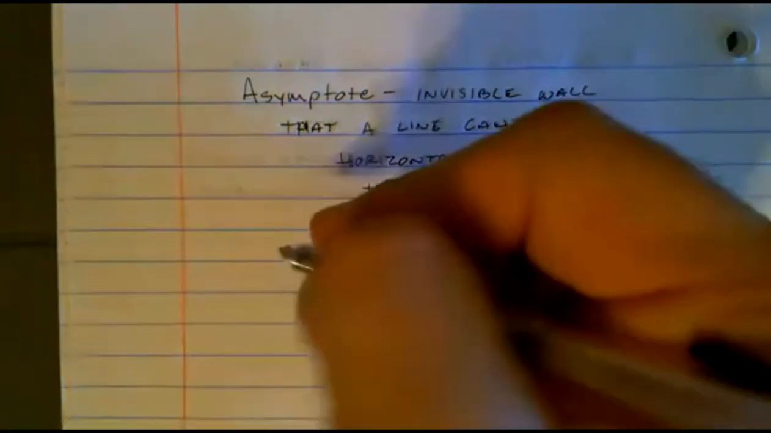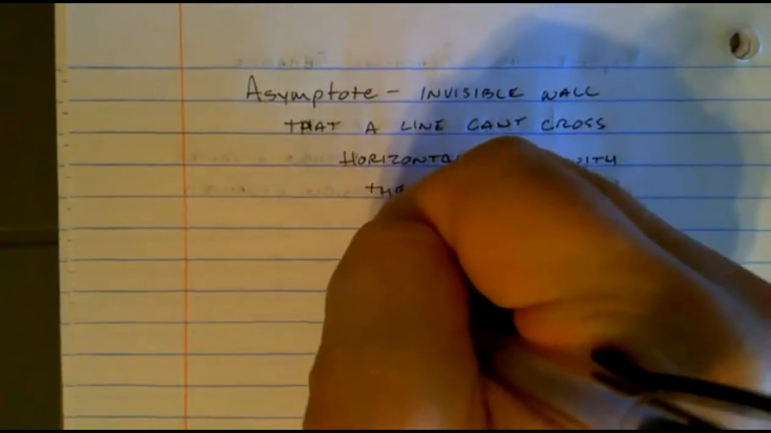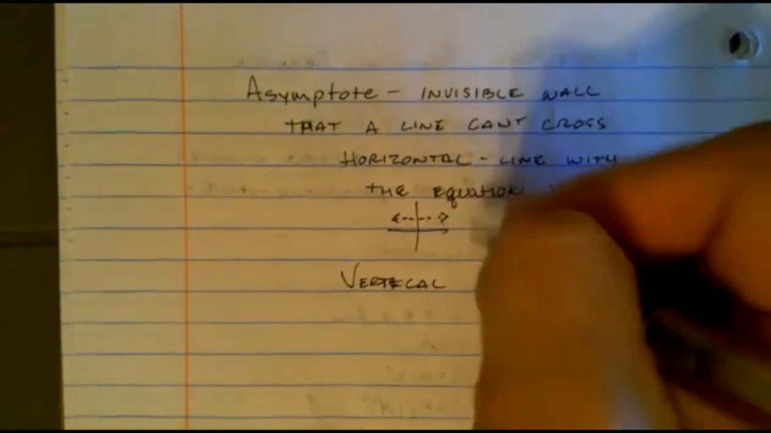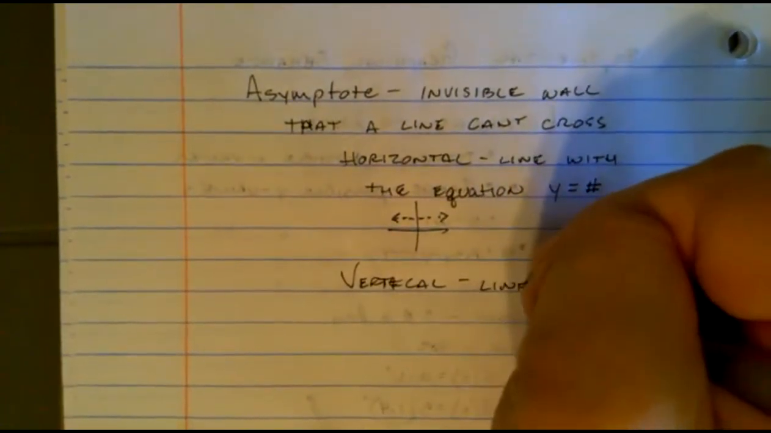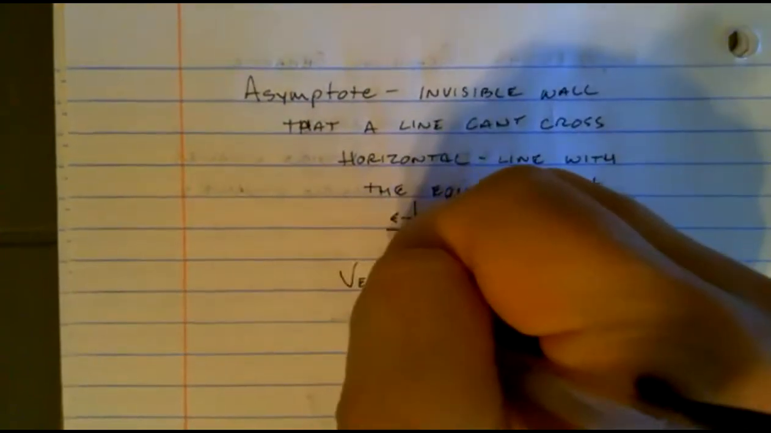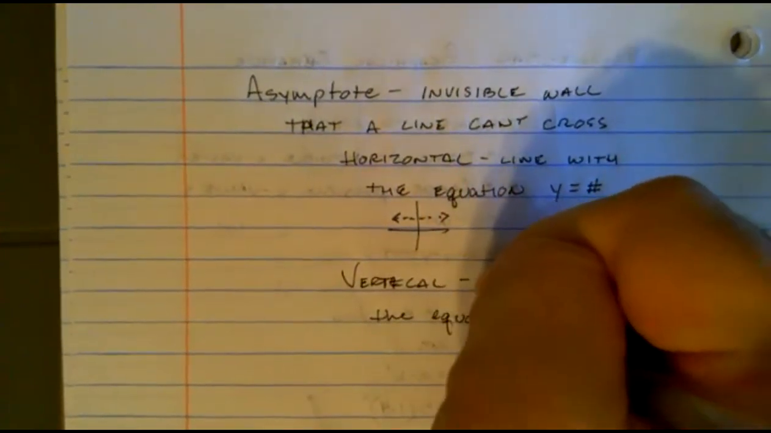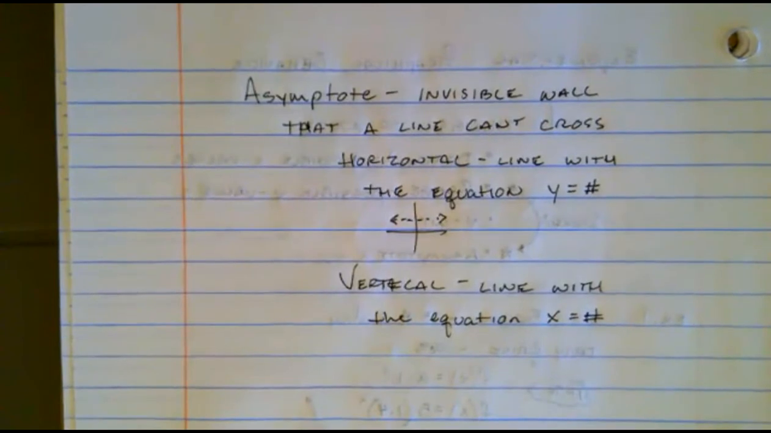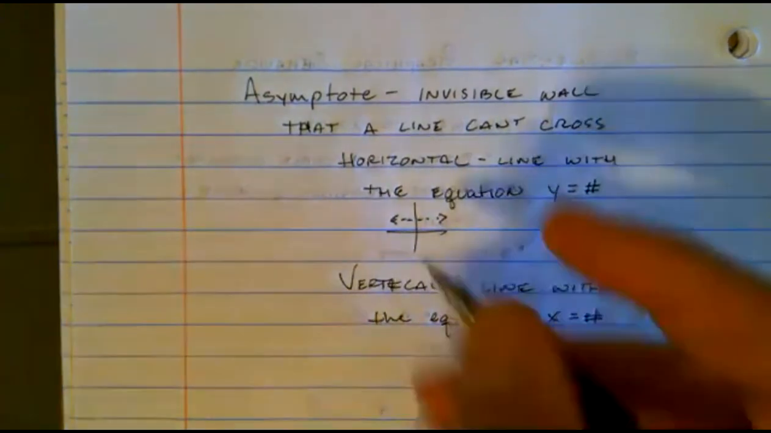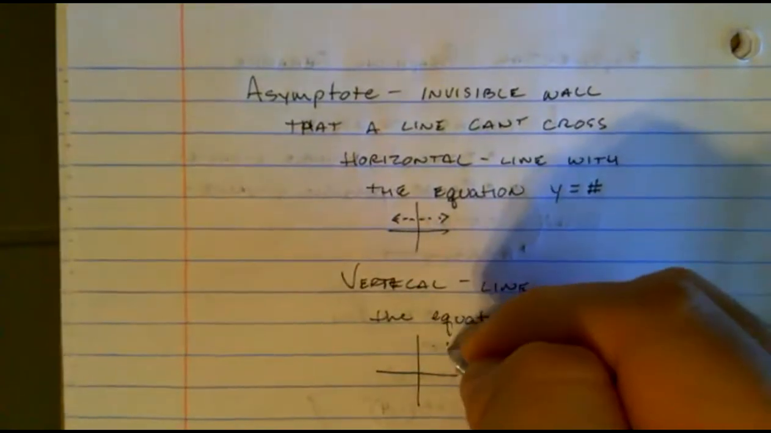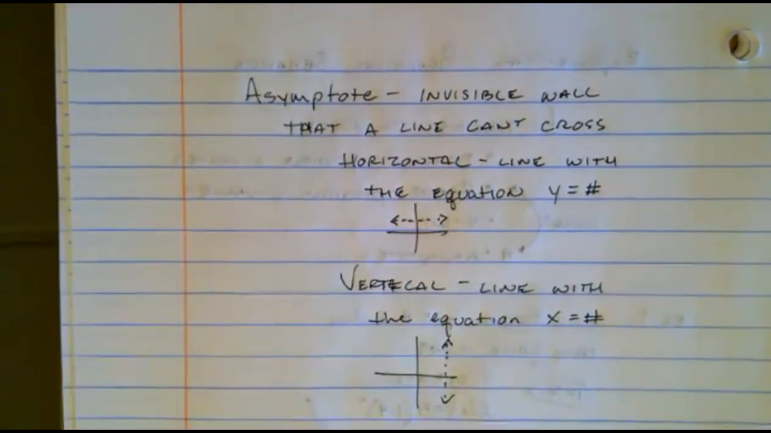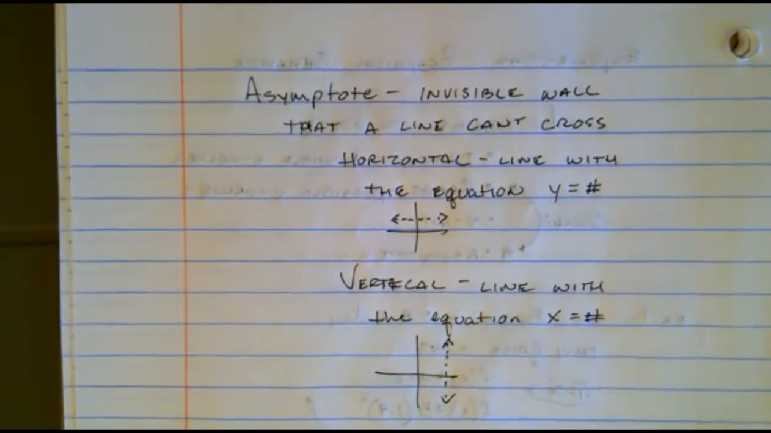Now you also have vertical, and we'll get to this. A vertical asymptote is a line with the equation x equals a number. If you need a vertical line, you're going to need an x equals equation, and that's going to create a vertical asymptote. You have these in different scenarios in mathematics. They're called asymptotes, and they're just imaginary lines that you cannot cross.